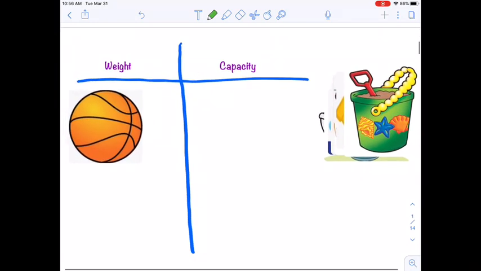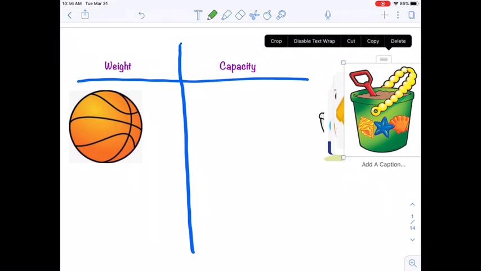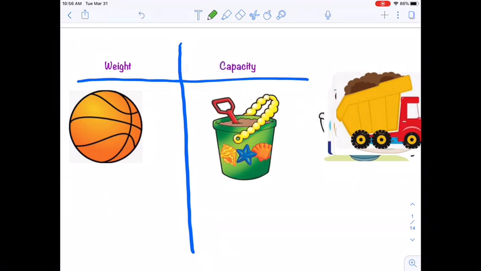So now let's look at our sand pail. If I was looking at this sand pail and I was trying to decide what was an appropriate measurement for it, I could think about, what do I use a sand pail for? Well, I use it to carry sand around, or I might use it to carry water around to my plants. I use it to carry things, so I want to know how much it will hold. So an appropriate measurement when I'm talking about how much something will hold is capacity. So our sand pail will go under capacity.